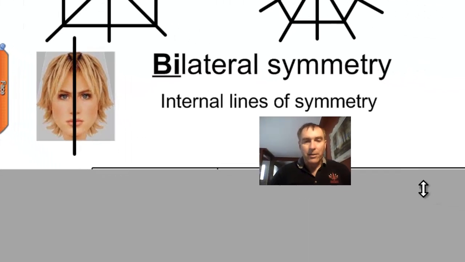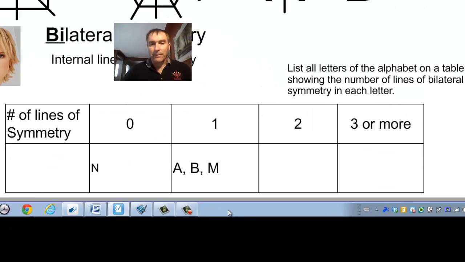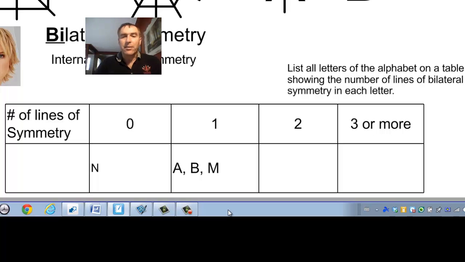So what I would like you to do, this is your assignment for the night. It says list all letters of the alphabet on a table showing the number of lines of bilateral symmetry in each letter. And you can see here that I've started it out. We've got 4 columns. So the objects with 0 lines of symmetry, and we can see our N belongs there.